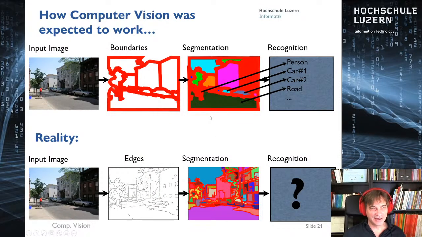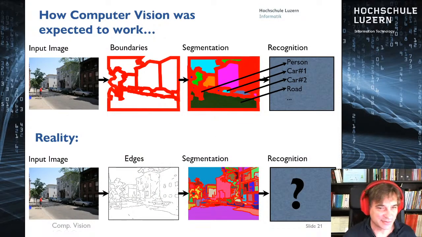Okay, so next today we will look a bit at segmentation. Here is an image that tries to describe how computer vision changed over the years, and what was expected of computer vision in the early times of computer vision and image processing, and what is happening more now.